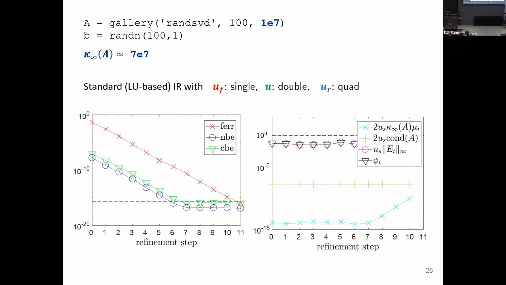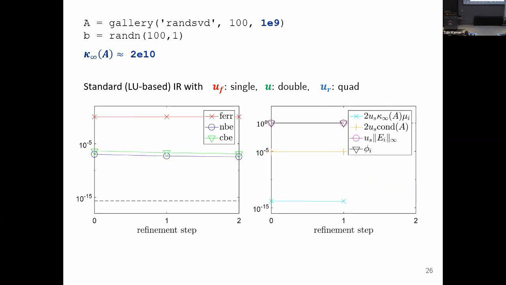Now I have a slightly more ill-conditioned problem. The condition number of A is up to around 10 to the 7, and you can see that my phi is closer to 1, so my convergence rate is slower. Then I go up to a more ill-conditioned problem, 10 to the 10. Phi is 1. I don't converge at all using standard LU-based iterative refinement. That makes sense because my factorization precision is single, so I expect the condition number has to be less than 1 over u sub f. So after about 10 to the 8, I don't expect it to work anymore, and indeed it doesn't.